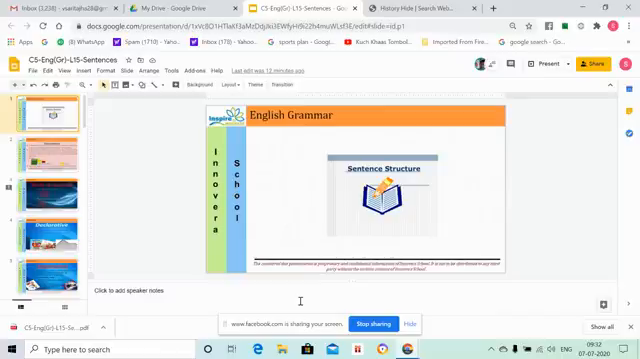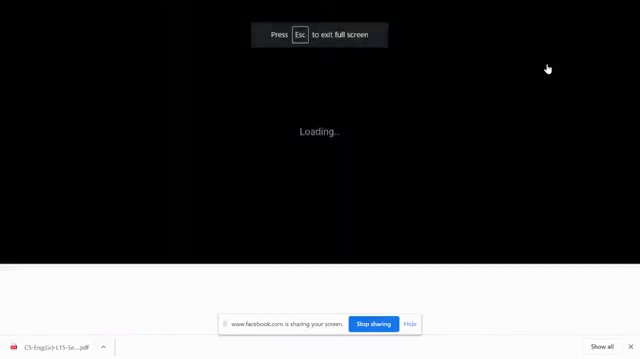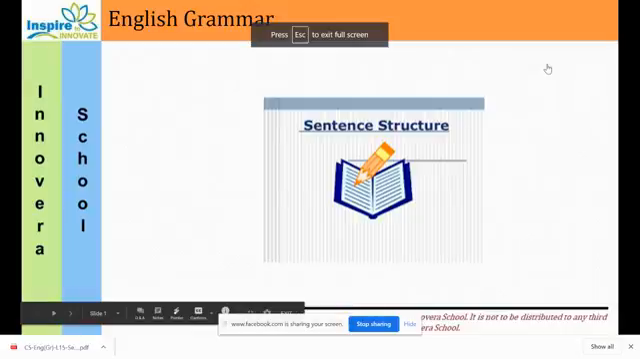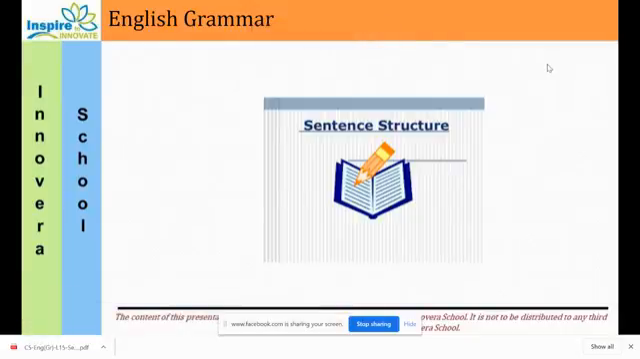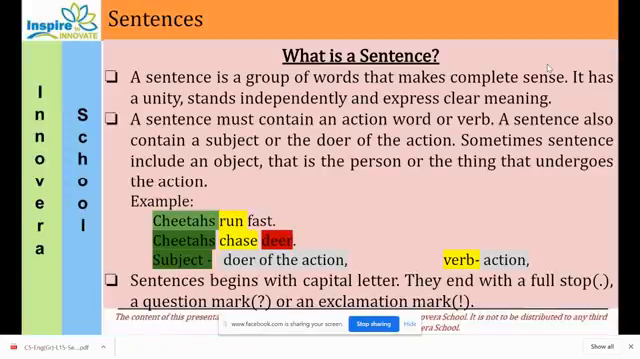So let's begin. Today we are going to start a new lesson, that is sentences. Do you know what is a sentence? What is a sentence? Yes, a sentence is a group of words that makes complete sense. All those groups of words which make sense is called a sentence.